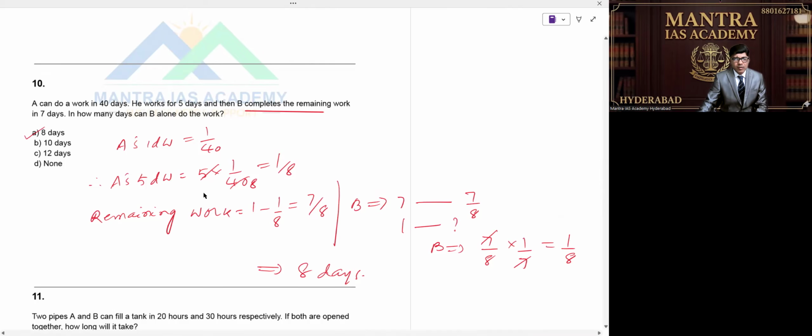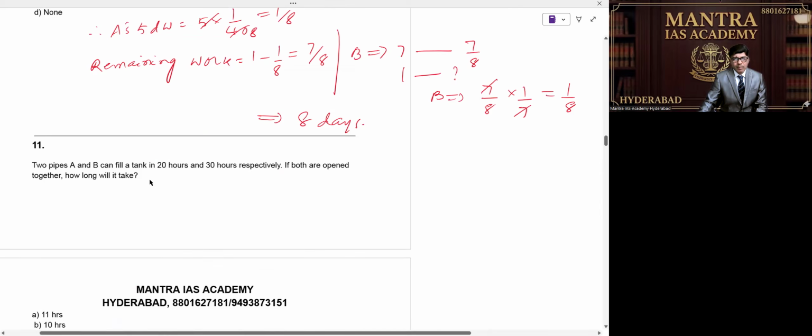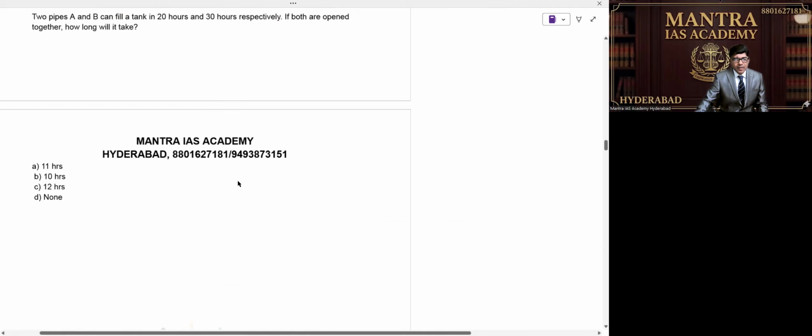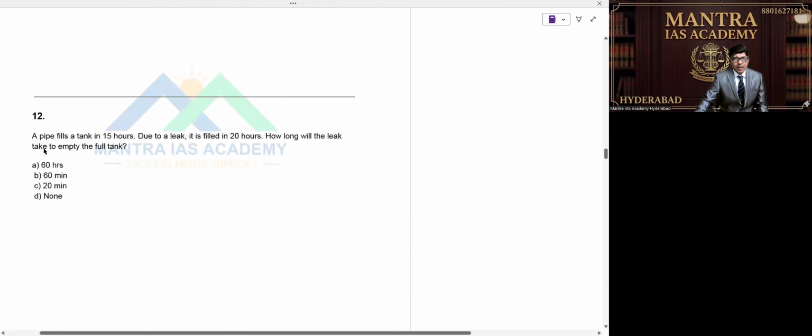Now 11th question, observe here. 2 pipes A and B: 1 by 20 plus 1 by 30, because both are open together. When filling the tank, it is positive work. If a leak is there, subtract, that's negative. Next, the same thing here. A pipe can fill a tank in 15 hours, and due to a leak the rate of filling is now 1 by 15 minus 1 by 20, automatically 1 by 60. So you'll get 60 hours as the right answer for this one.